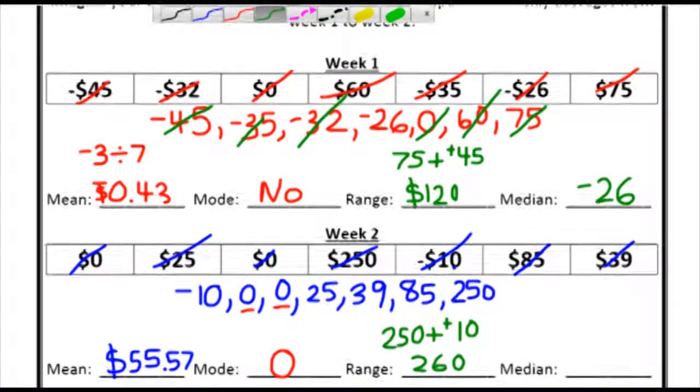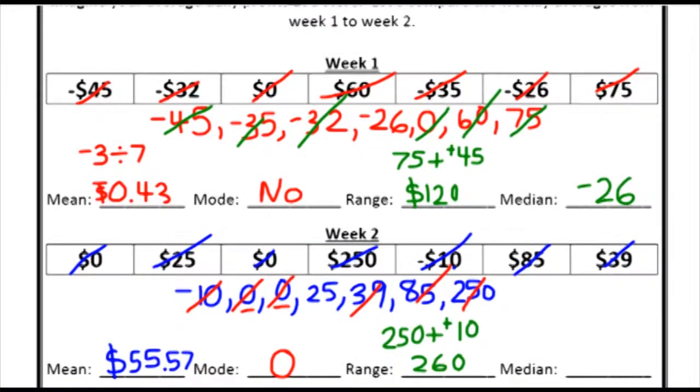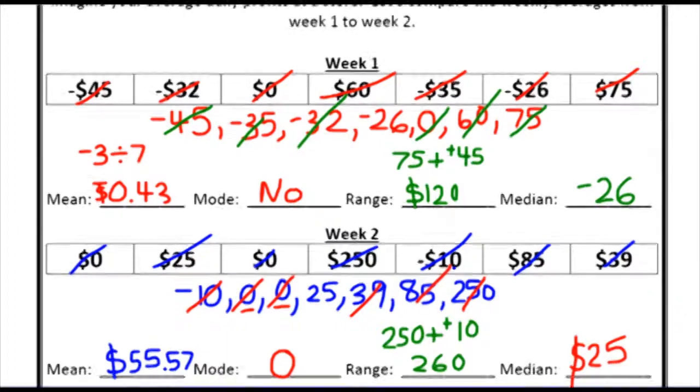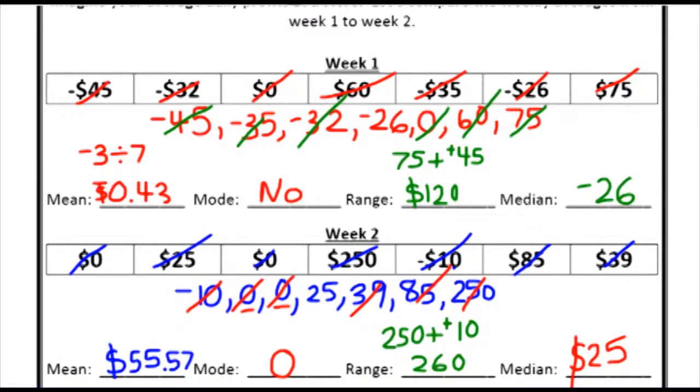Now, even though I jumped the gun on it before, we're going to go into the median. Left, right, left, right, left, right. My median should be $25. And again, I know I don't have to take the mean on that because it's an odd set. It's 7. It's only when you have an even set of values do you have to take a mean of the 2 middle values.